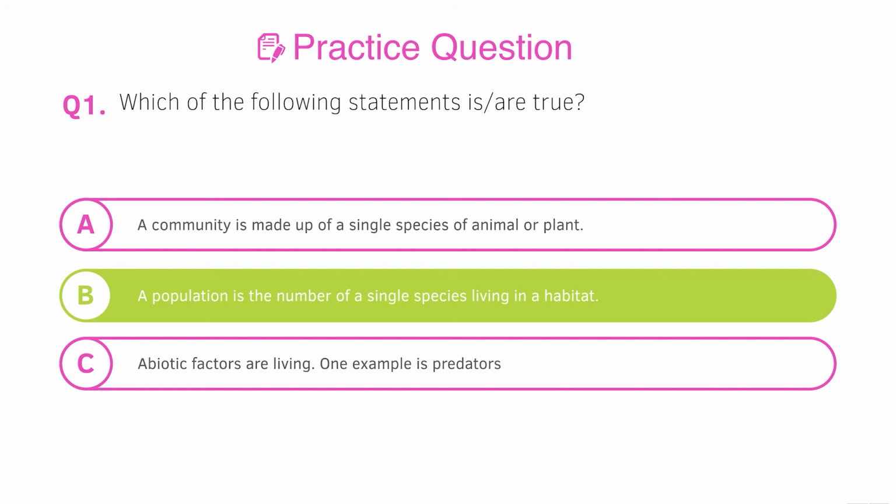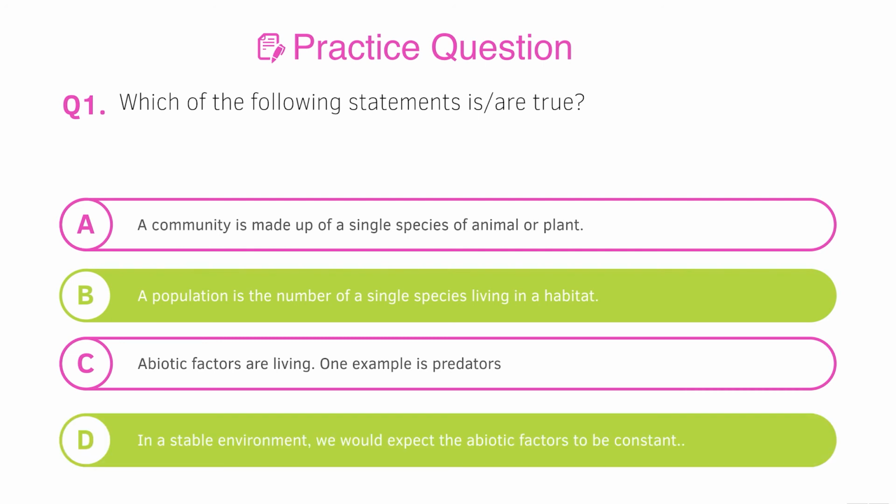C, abiotic factors are living. One example is predators. So that's a big no-no. We know that biotic factors are living. Abiotic factors are non-living things. So if we removed the A part of the word abiotic, then this sentence would be true. But because it's talking about abiotic factors, that's not true. An abiotic factor would be a rock, as we saw on a previous slide.